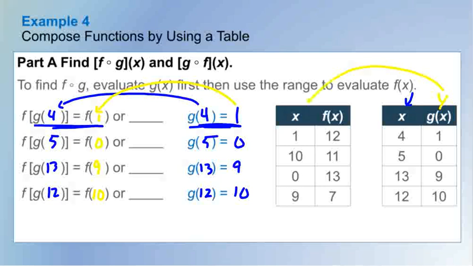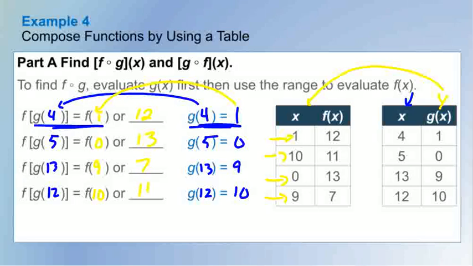Now the range for your y value of your g of x is now going to be matched up with your x of your f of x. So if I have f of 1, that shows us here is equal to 12. F of 0 is here, that gives us a 13. F of 9 is going to give us a 7. And f of 10 is going to give us 11.